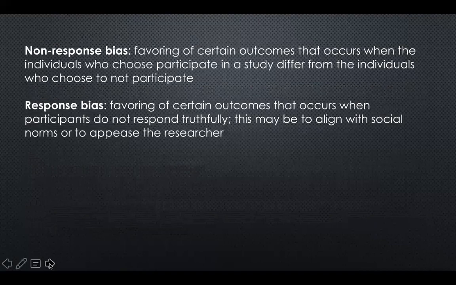So, sampling methods. Non-response bias and response bias are two different types. Non-response bias is favoring of certain outcomes that occurs when the individuals who choose to participate in the study differ from the individuals who choose not to participate. For me, the best way I understand this is with extreme cases.